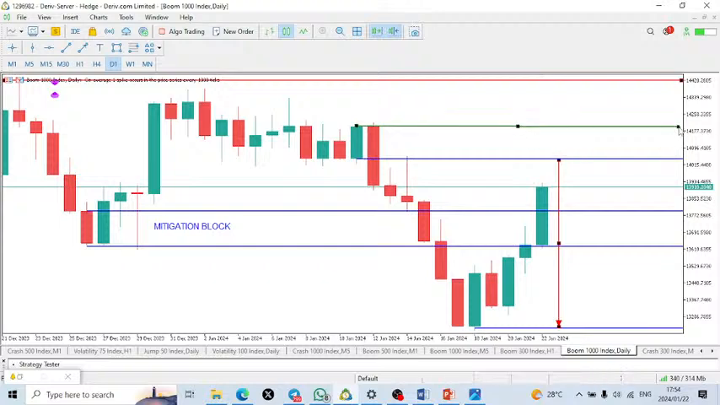Nothing in trading is 100%. This is the reason why people lose, and you lose confidently.